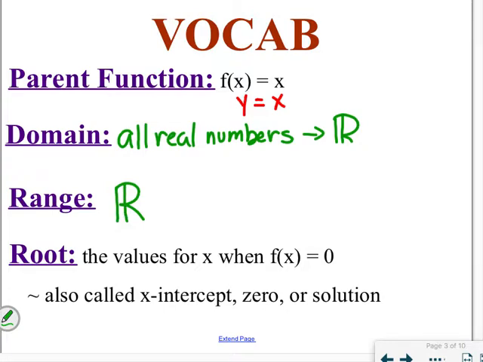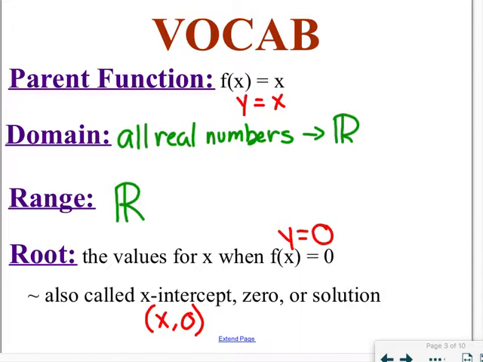Last thing we need to talk about is the root. That is the value of x where f of x is equal to 0. Or if we put that in that more standard notation, where we get an answer of y is equal to 0. This can also be called the x-intercept. We talked about that last section. That was the point x comma 0, so that y value is equal to 0. It can also be called the zero of the equation, and it is most commonly referred to as the solution of the equation. So those four words are interchangeable.